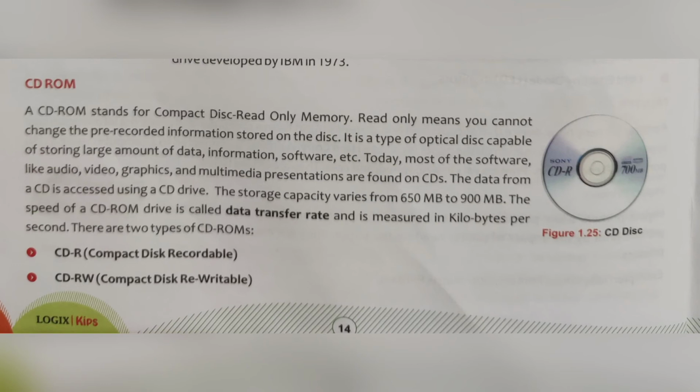There are two types of CD-ROM. CD-R means compact disc recordable, and CD-RW means compact disc rewritable. A rewritable disk is one that we can erase and write on again. Write means to upload video or download from them.